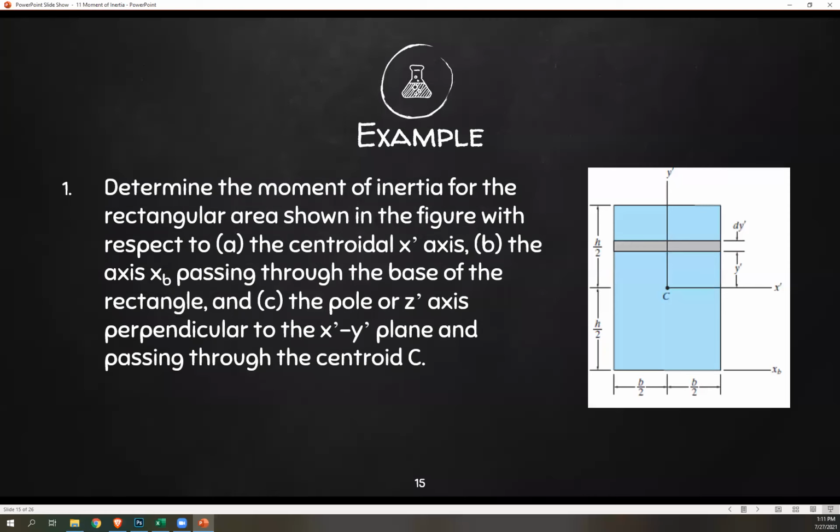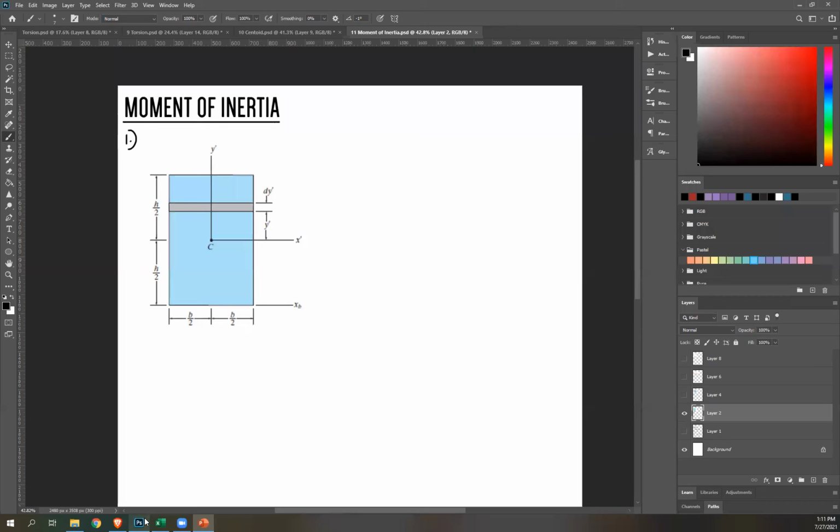Determine the moment of inertia for the rectangular area shown in this figure with respect to letter A, centroidal x-axis, letter B, b-axis passing through the base of the rectangle, and C, the pole or z-axis perpendicular to the xy plane and passing through the centroid C. So we're looking for moment of inertia about the centroid, about the base, and about the z-axis. So let's start with letter A, centroidal moment of inertia.